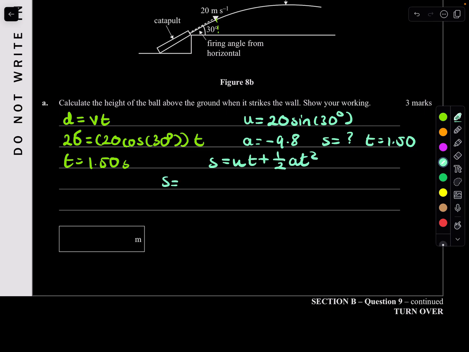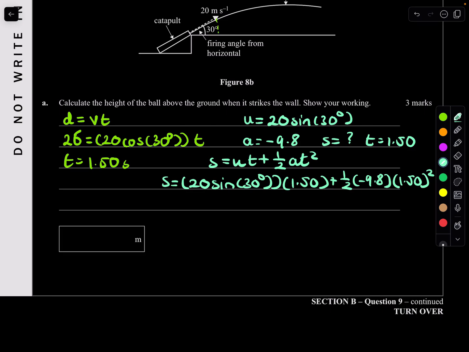So, your S is ut, which is 20 sine 30 degrees times your time, which is 1.50, plus half negative 9.8 t, which is 1.50 squared. Have I done anything wrong here? All right, so it looks all good. So let's put that all in our formula sheet.